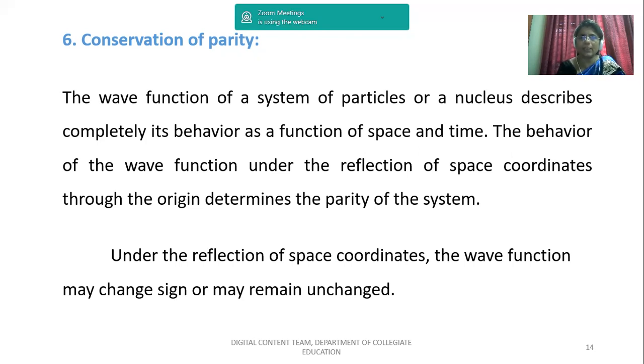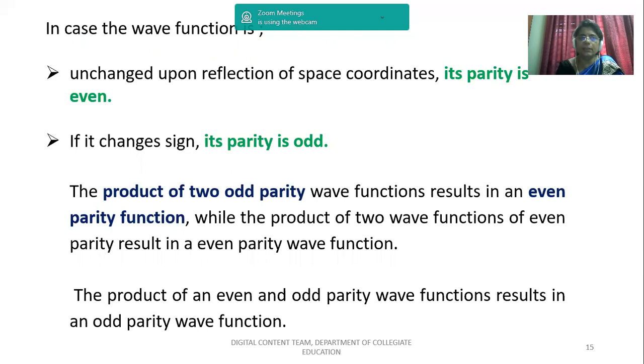That we have to analyze by considering the wave function which is unchanged upon reflection of space coordinates: its parity is always even, and if it changes its sign, it is going to have an odd parity. So this is how the parity value will be associated with a particular system which you are studying, based on the behavior of the wave function when subjected to transformation from the space coordinates to the reflected space coordinate system.